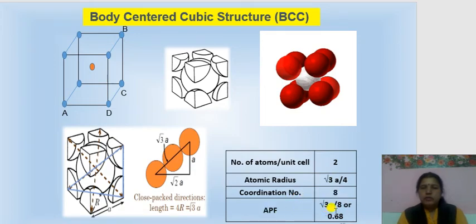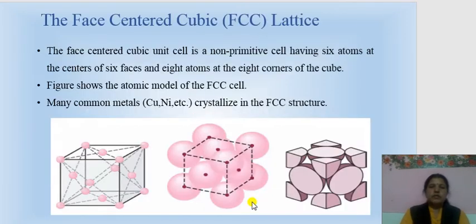Third type, face centered cubic structure or cubic crystal system. Now we have to study the characteristics of this FCC, this face centered cubic. It is a non-primitive cell having 6 atoms at the centers of 6 faces and 8 atoms at the 8 corners. Many common metals crystallize in the FCC structure.